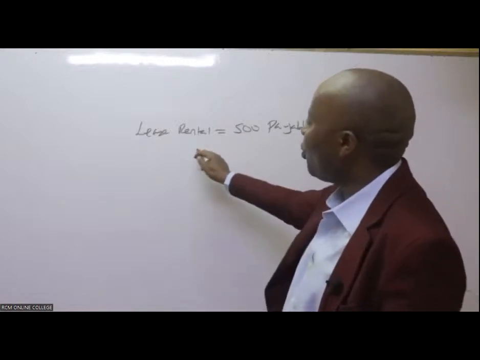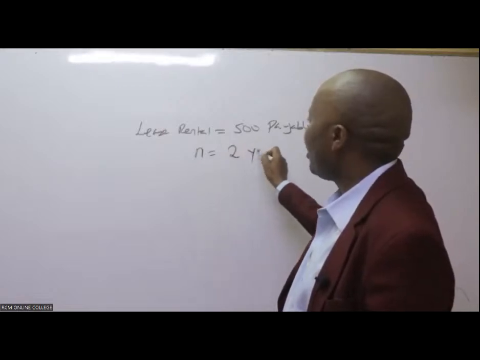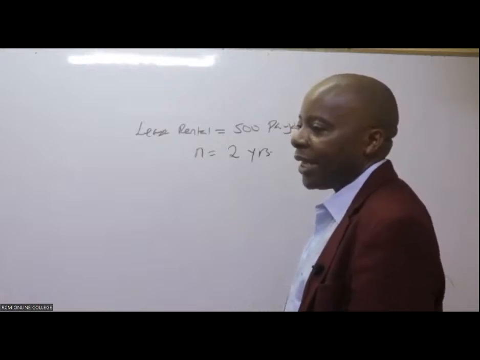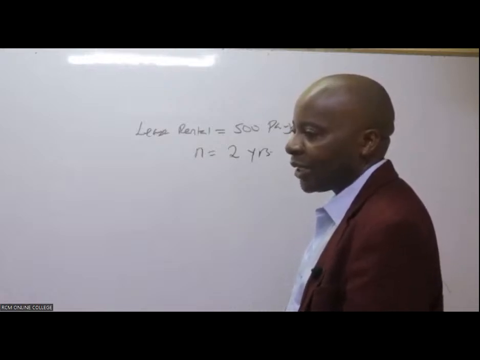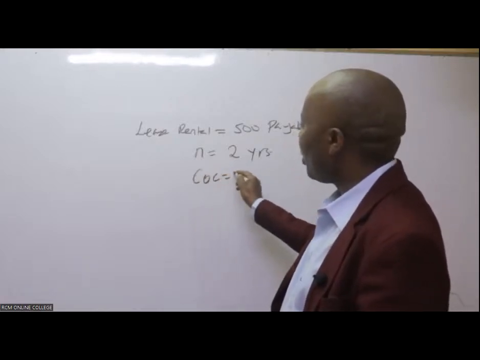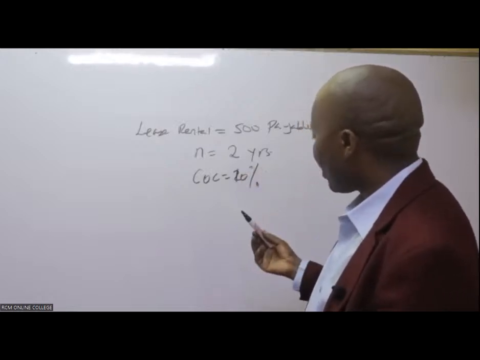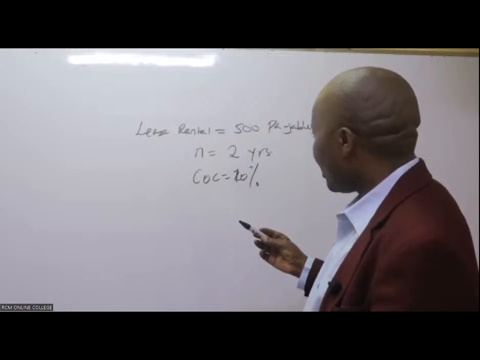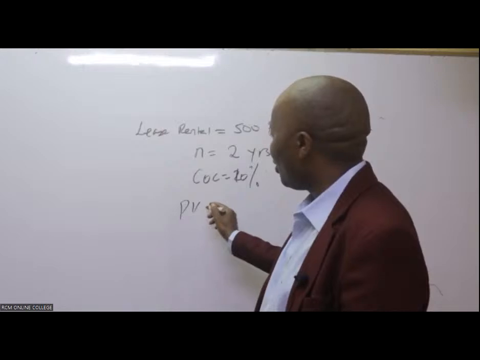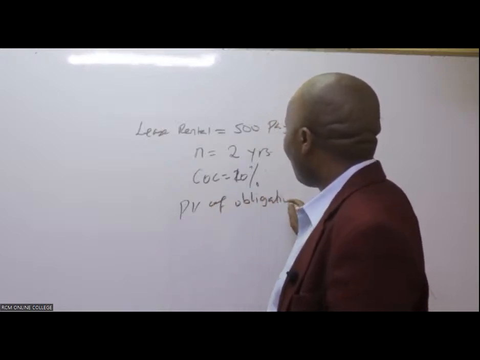And then they have told you that N is, say, 2 years. Let me just simplify this. N is 2 years. So if N is 2 years and the cost of capital is 10%, in this case, ladies and gentlemen, I would want somebody to give me the present value of the obligation.